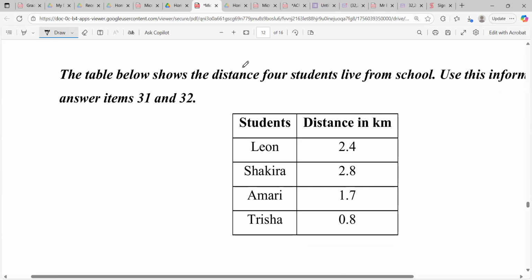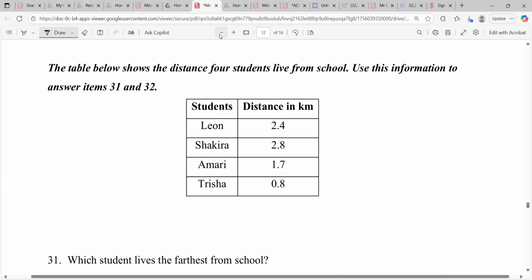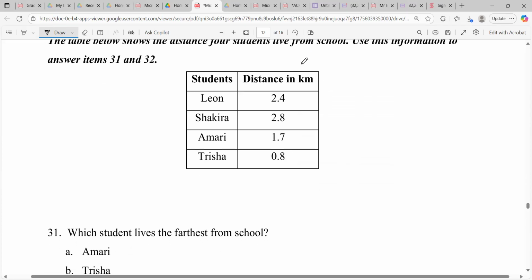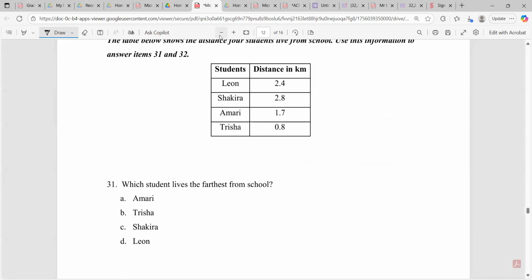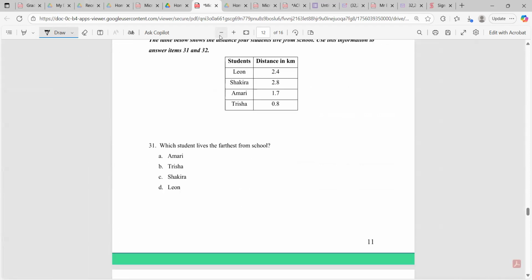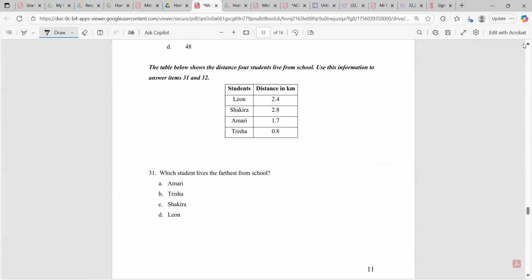All right, this one is pretty straightforward as well. The table below shows the distance 4 students live from school. Use this information to answer items 32 and 33. Which students live the furthest from school? We can do more than one, guys. I think that one here, pretty straightforward. No calculation needed. All right, go ahead and do 31 and then we'll see if we can get to 32.